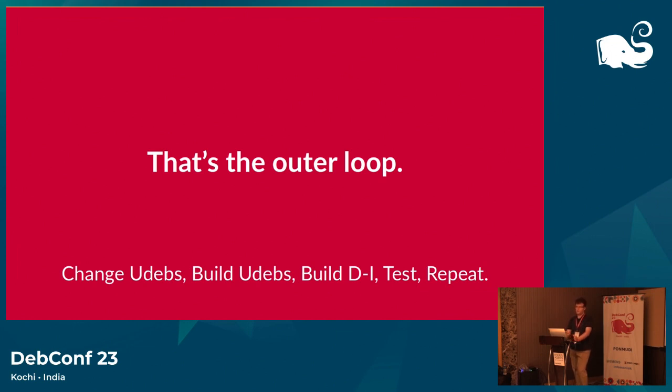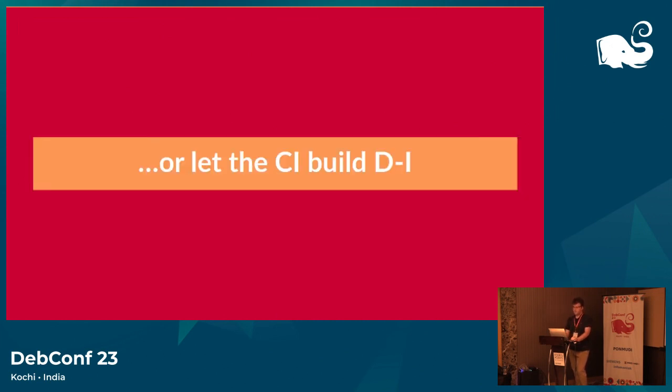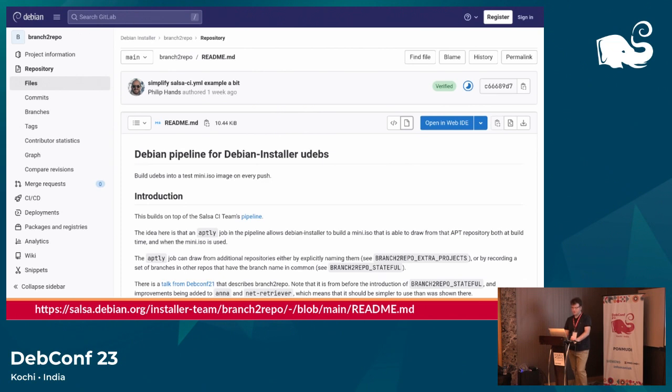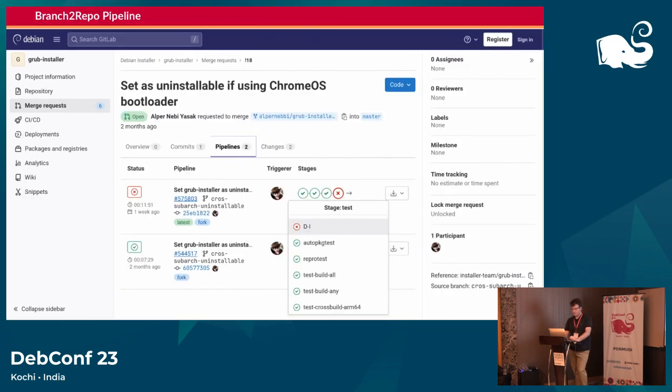We change the udebs, build the udebs, put them in DI, build DI, test the mini ISO, then repeat the entire thing. But for quick changes, there's an easy way. We can just let CI build DI thanks to the branch-to-repo by Philippe. He has put some very nice Salsa CI integration for creating mini ISO files for pull requests filed to udeb packages.